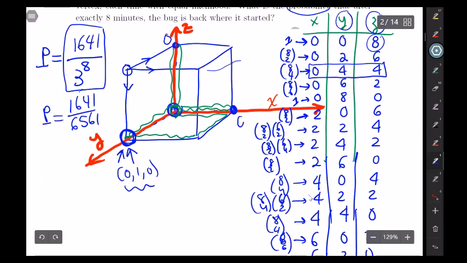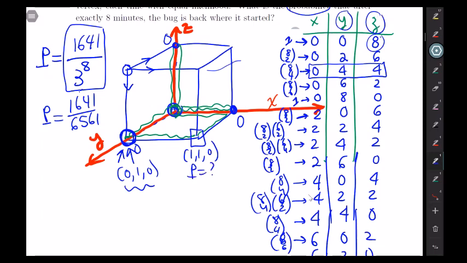All of these three are 3, 0. However, let me change the question. What is the probability I will end up at this corner, 1, 1, 0? This one is definitely possible. Who can guess the probability of ending up here after 6 moves? We already know the probability after 6 moves of ending up at the starting point. Ah, so really nice. Okay, so we have some smart people in the classroom.